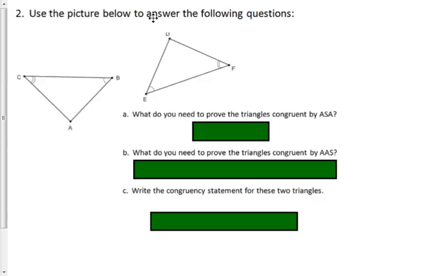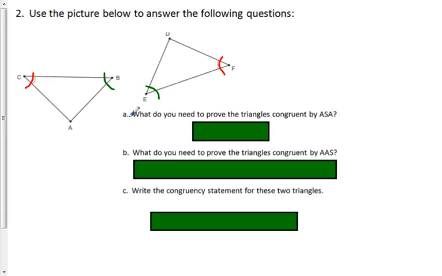For our second example, look at the picture below to answer the following questions. We have two triangles, one A, B, and C, one D, E, and F. What would we need to prove these triangles congruent using angle side angle? Well, looking at our first triangle here, we have two angles, angle C over here and angle B over here. Well, in this one, angle B had the one swoop, so we'd have to have angle E being the same as that one. F had the two swoops, so F is the same as C.